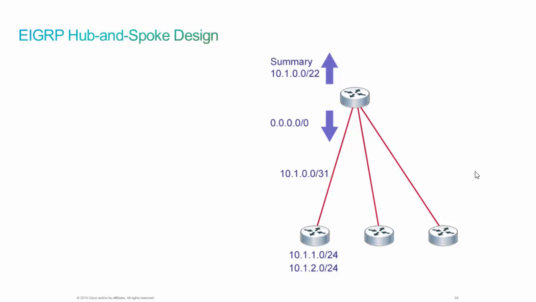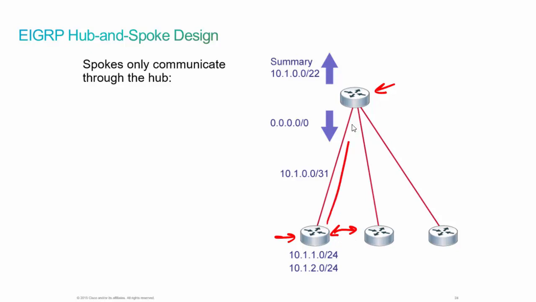In an EIGRP hub and spoke design, what we see here is at the hub, we have a device that is communicating with our spokes. Now, as we communicate with these spokes, there's a couple of things that we want to heed here, a couple of things that we want to keep in mind. The spokes are going to communicate between each other via the hub device, right? So they're not going to have direct communication with one another.